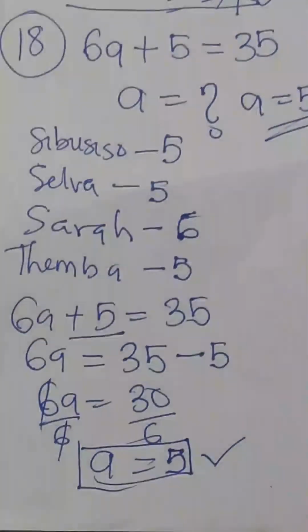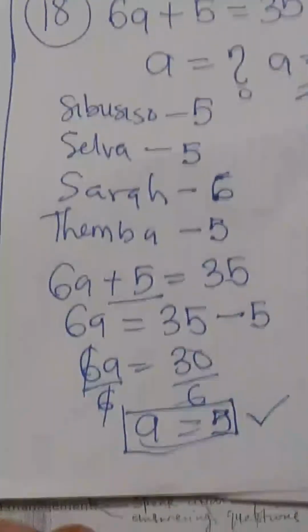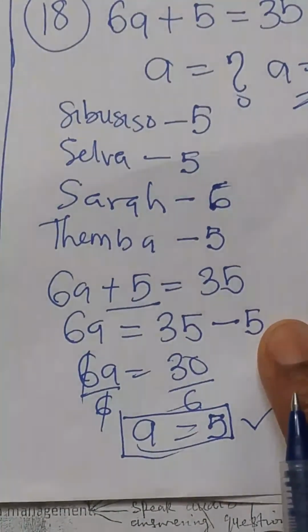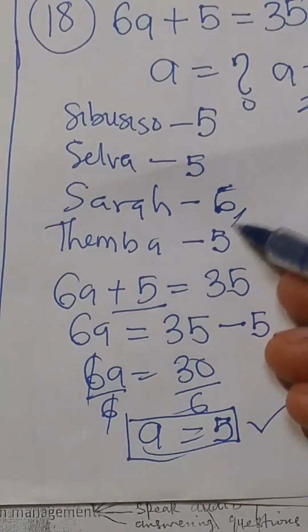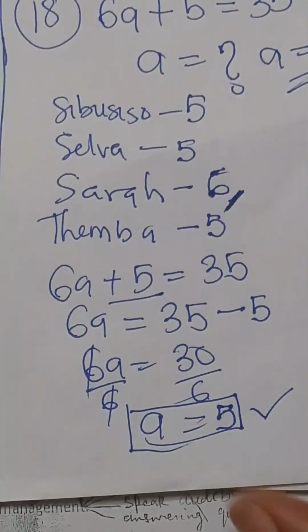That is our answer. So now, the first person that got it correctly is Sibusiso. Sibusiso, cheers to you. I appreciate you. Then Silver, Temba, you got it correct. So Sarah, the answer is 5 and not 6. So please take note. Thank you for solving this. So we are going to the second to the last question.